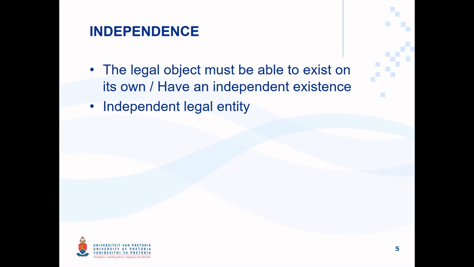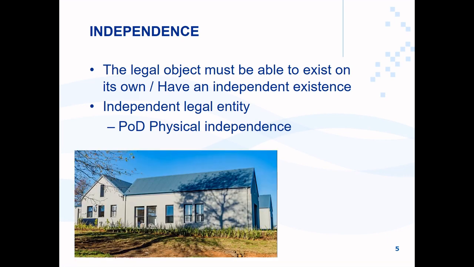Our point of departure is to look at whether the object is physically independent, or has physical independence. Physical independence is a good indicator of whether the object can be described as juridically or legally independent. Let's look at two examples. The first example is of a house. The question is, is the house legally independent?